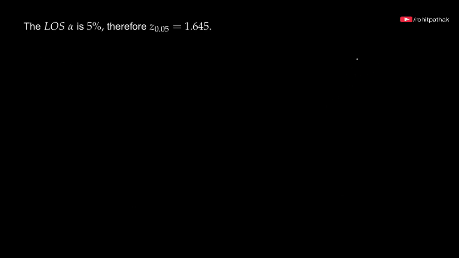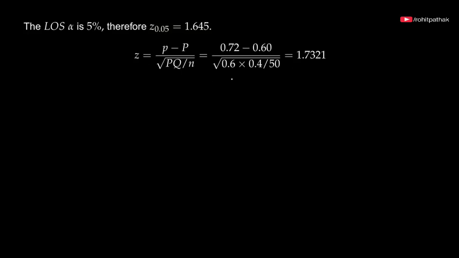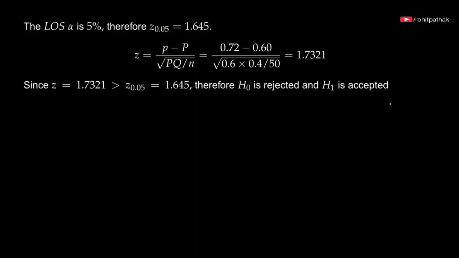We note the value corresponding to 5% level of significance on a one tail test. So on a right tail test, this value is 1.645. This is the critical region and this is the acceptance region. So let's see where this value of Z falls. If we compute this Z, we find that Z equals 1.7321 and this value of Z falls in the critical region. This is 1.645 and this value falls somewhere here. So H0 is rejected and H1 is accepted. That means the claim of 60% was not true.